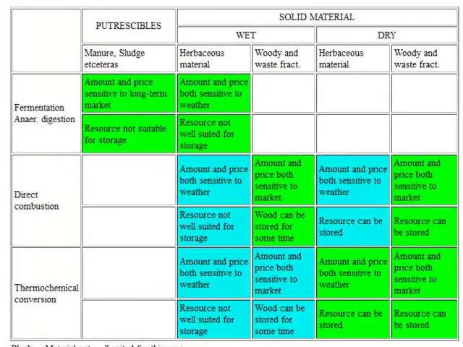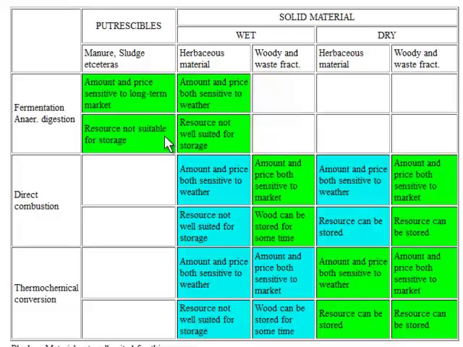Having said this, let's now look at this table. You will notice that there are 3 rows. There is 1 row for fermentation and anaerobic digestion, 1 for direct combustion, 1 for thermochemical conversion. Each row is split into 2 sub-rows. The upper sub-row will contain comments about the fuel economy and availability. The lower sub-row will contain comments about the fuel suitability for storage.